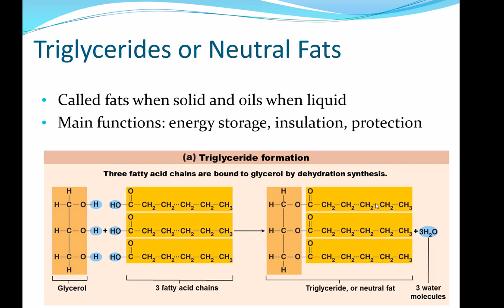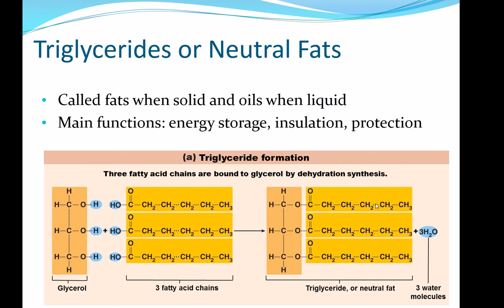And the major function for triglycerides is kind of multifold. There's a lot of energy stored in lipids. Fats also work as insulation and a layer of protection for some of our organs. Your kidneys, for instance, get held in place and insulated and protected by a layer of fat around them.